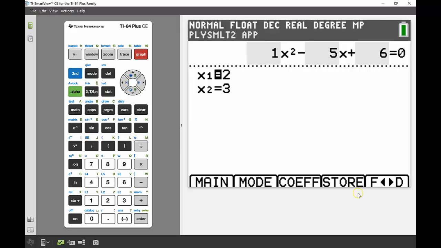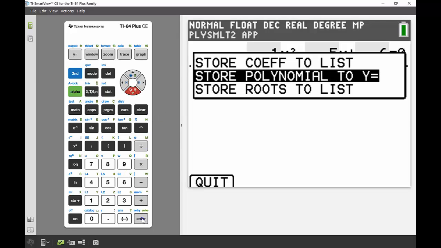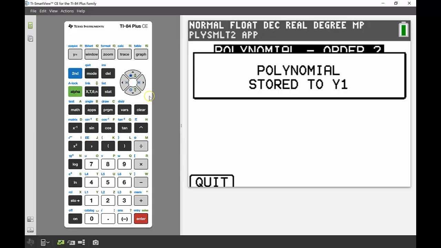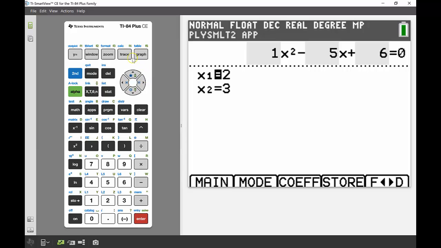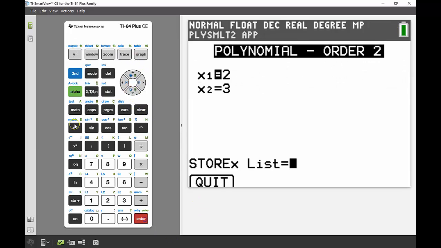From here, I'm going to do a couple of little things that we haven't really looked at so far, but we are going to focus on a lot throughout the rest of the course. And I'm going to store some of those things into some lists, and I'm also going to store the polynomials. So the first thing I'm going to do is I'm going to store my whole equation into y1. And then the second thing I'm going to do is I also want to store those 2 values into a list, and I'm going to store those into list 1.